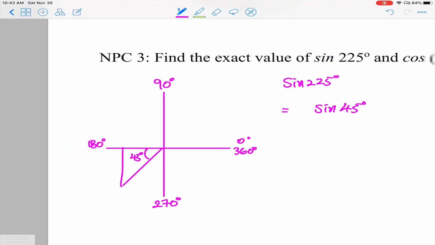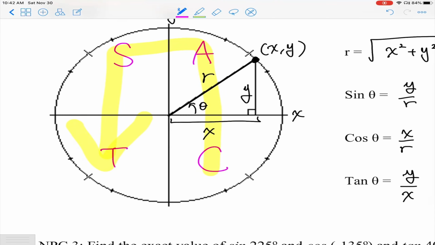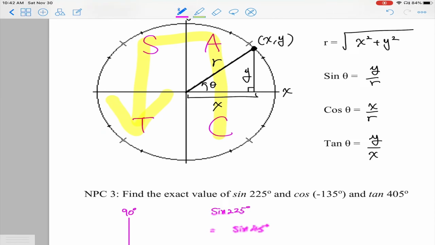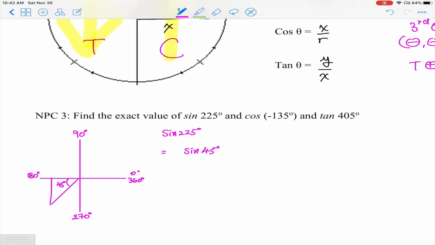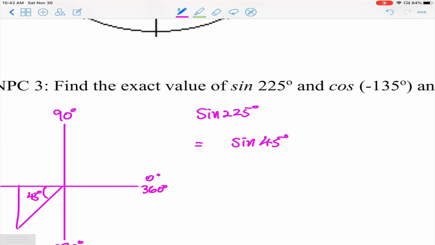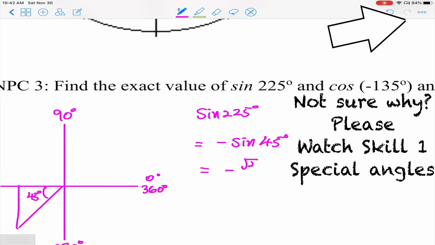Now, however, as we examined over here, the sign changes depending on which quadrant your angle is in. So this is the third quadrant where T is dominating. That means T is the only thing that is positive. Therefore, sine should be negative. Then we know sine 45 is square root of 2 over 2. So sine 225 is negative square root of 2 over 2.